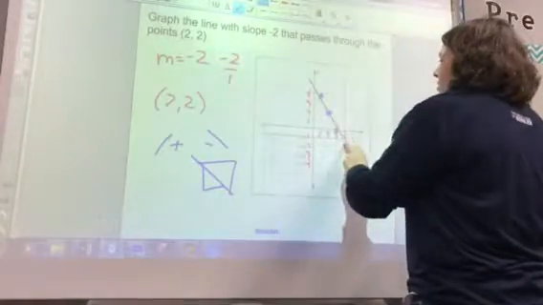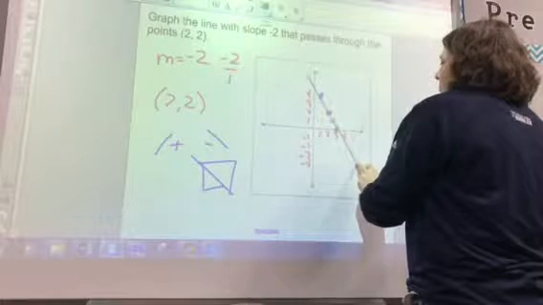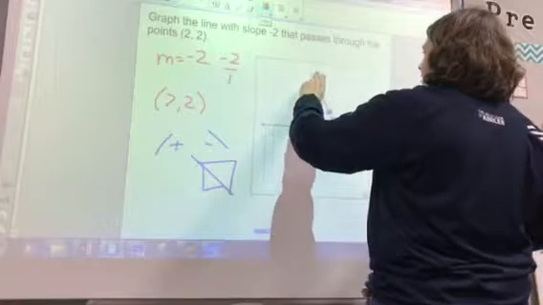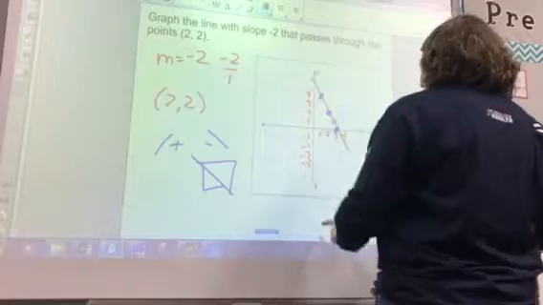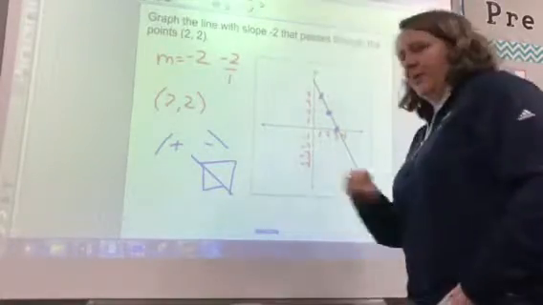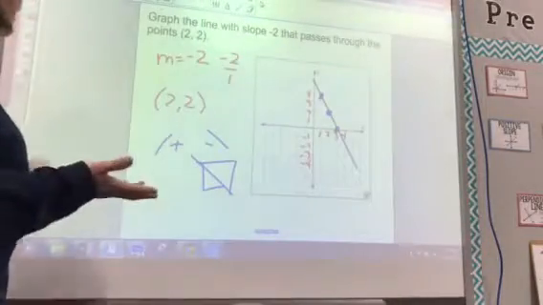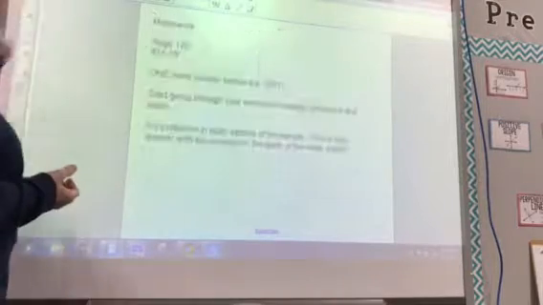Use my straight edge, use your straight edge. If you do not have your ruler when you go home, you just use the edge of a book. You heard somebody say the other day they use the edge of their phone. I don't care. I just don't want to see your phone in class. You're very close to losing that privilege, by the way. All right, that is my line that goes through 2, 2 with a slope of -2.